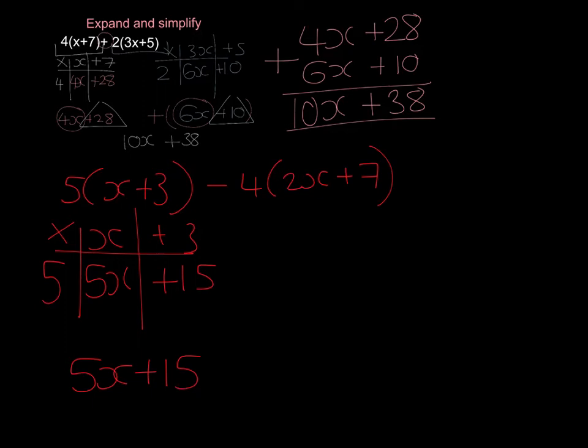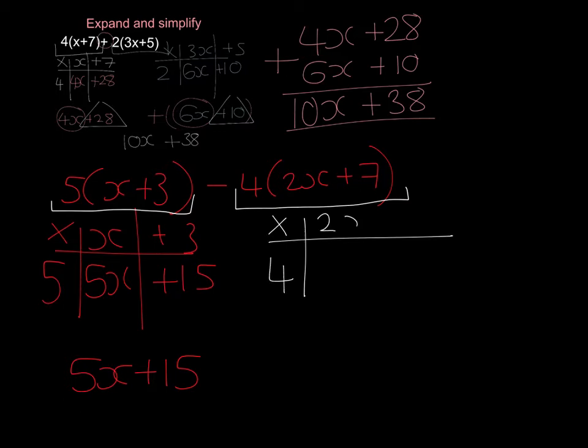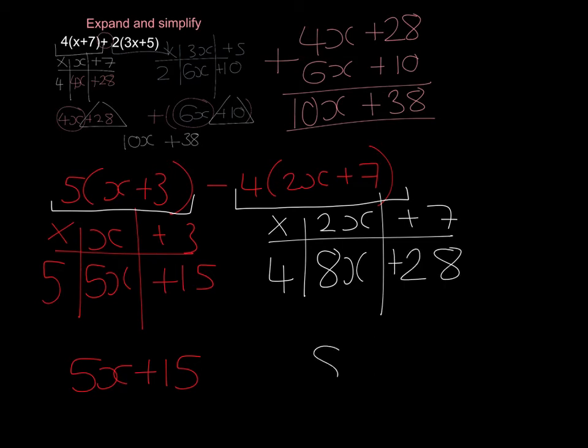Now there are two ways you can do the second part, and I'm going to talk about both. You could just ignore the negative to start with and just do the second grid. So that's going to be 4 lots of 2x plus 7. Deal with it in the same way. 4 lots of 2x is 8x, and 4 lots of 7 is 28. So in that grid we've got 8x plus 28.